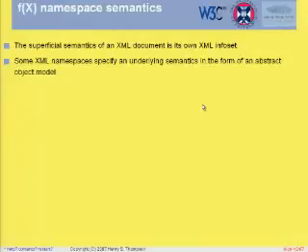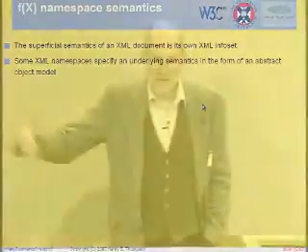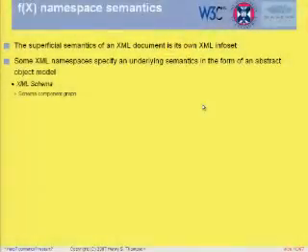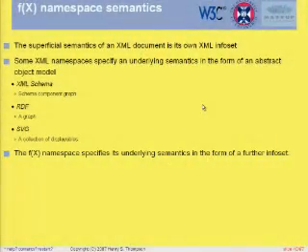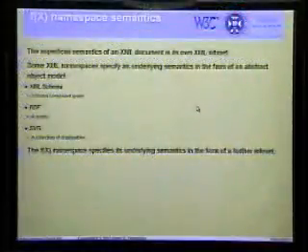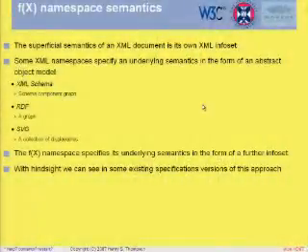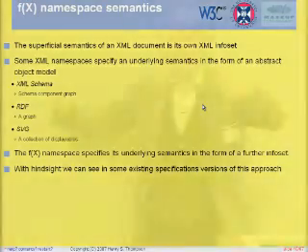Some XML namespaces specify an underlying semantics in the form of an abstract object model that's different. So XML Schema has this notion of components, and RDF has this notion of a graph, and SVG has this notion of drawables or displayables. And the functional XML namespace is a sort of generic version of this that says, well, a functional XML document has a sort of first order or approximate infoset, and then it has a real infoset or an ultimate infoset.